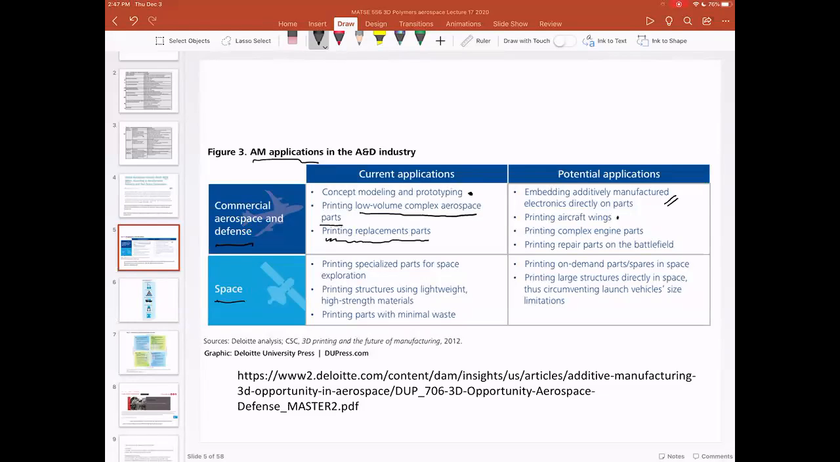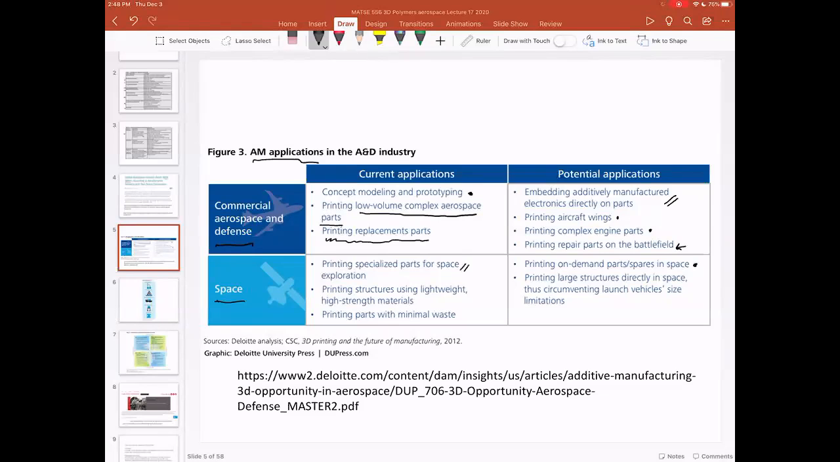They're already printing complex engine parts, and they would like to do forward deployed printing so they can print in under-resourced environments where militaries operate high-tech equipment. Space, there's a lot of cool space applications out there in terms of printing in space. So I have a picture of that if you've ever seen the Made in Space printers or the news items on that. Printing specialized parts.